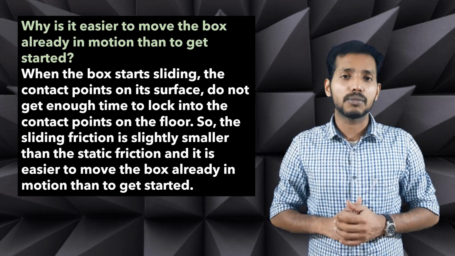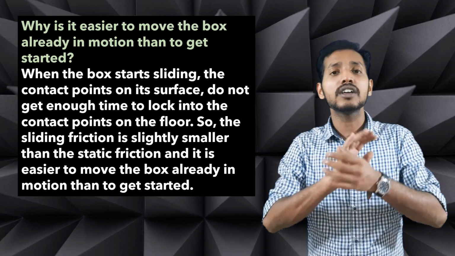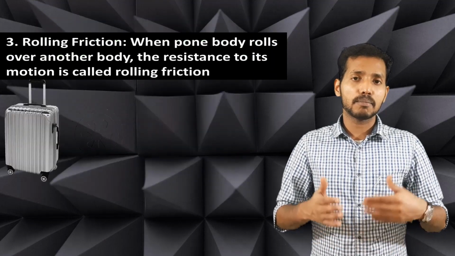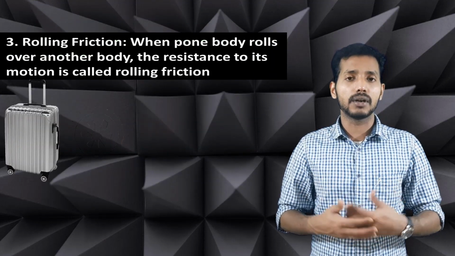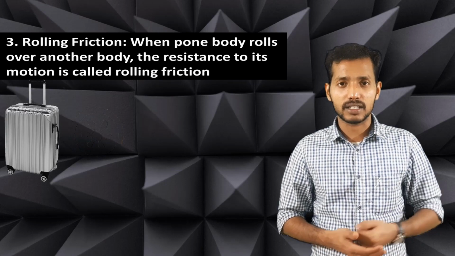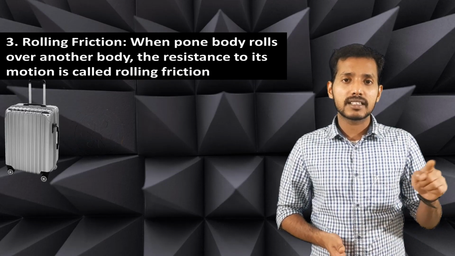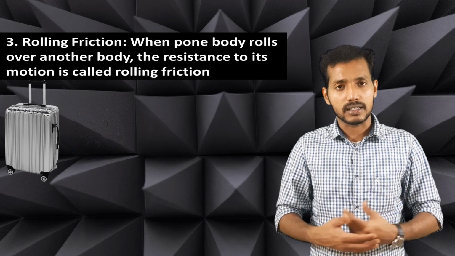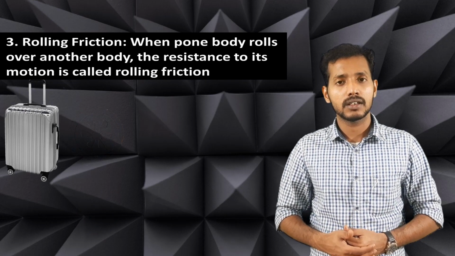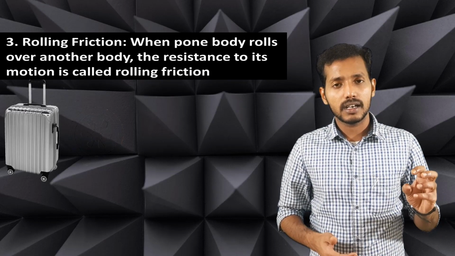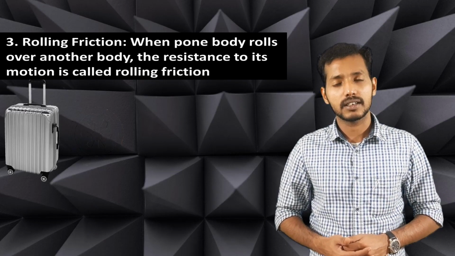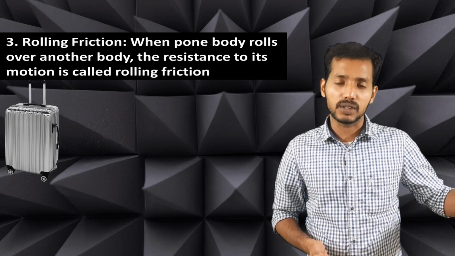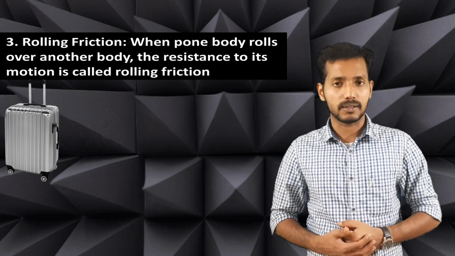Now the third type of friction force is rolling friction. What is rolling friction? You might have seen that some people are carrying travel bags with wheels attached to the bottom part of the bag. You know what the reason is? Because when we use these types of bags, it is much easier to pull than if you are pulling a bag without a wheel, that means just simply sliding.